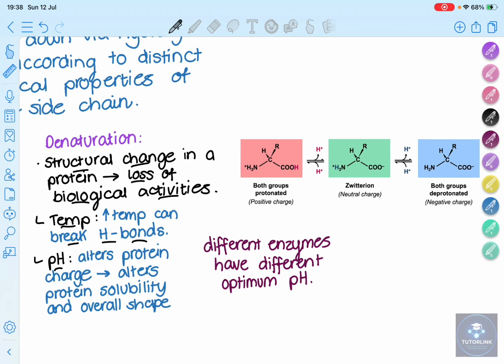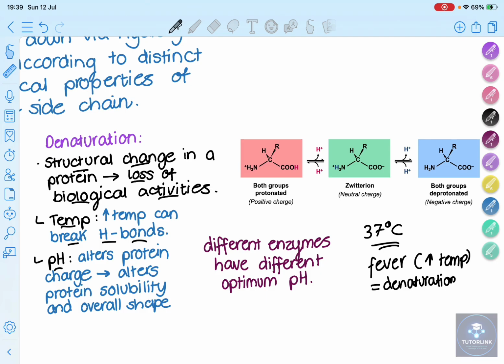The optimum temperature of proteins varies, but usually for body proteins it's going to be around 37 degrees Celsius. That's normal body temperature, right? So that's why when you have a fever where your temperature becomes really high, one of the dangers is it can cause denaturation of proteins.